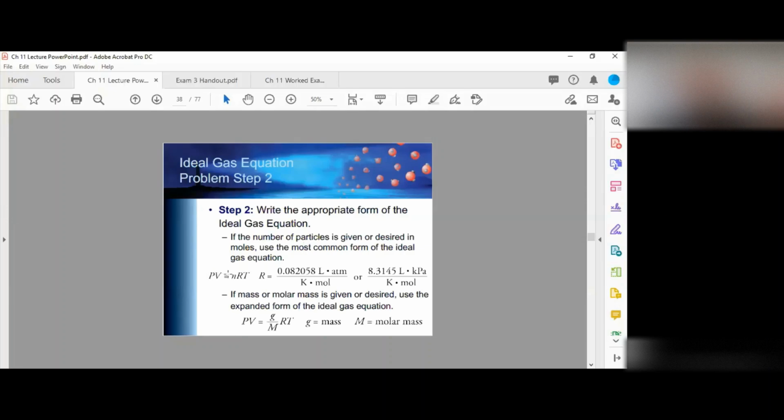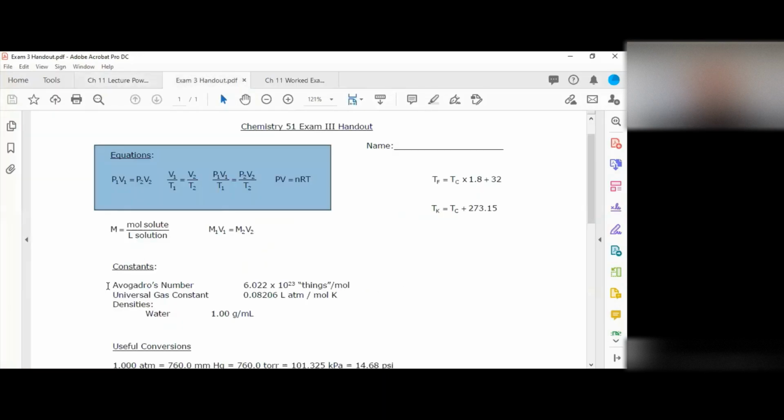Volume has to be in liters. n has to be in moles. T has to be in Kelvin. And R is already given. If you look at the exam handout, it's right there: universal gas constant, sometimes referred to as the ideal gas constant. You will see it written 0.08206 liter atmosphere per mole Kelvin. So this is something that I don't have to memorize. And here's the ideal gas law right there, PV equals nRT.